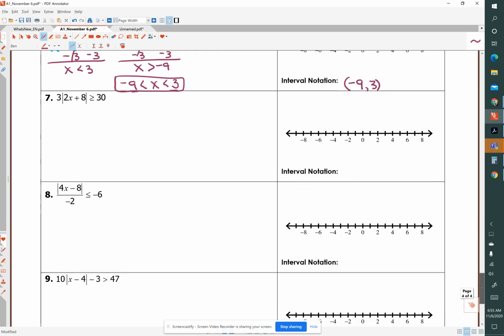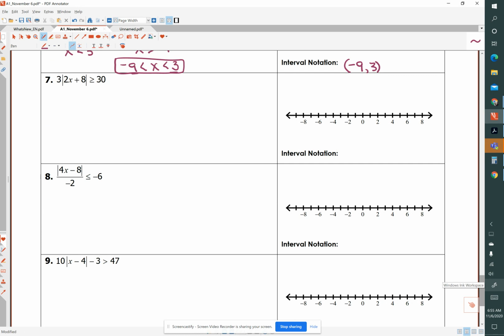Okay, looks like we have 4 more. I hope you remember that we do not distribute over absolute value. With absolute value, we will divide by that number outside the absolute value bars. And whatever we do to one side of an inequality, we do to the other. So now that we've isolated our absolute value, we have the absolute value of 2x plus 8 is greater than or equal to 30 divided by 3, which is 10.